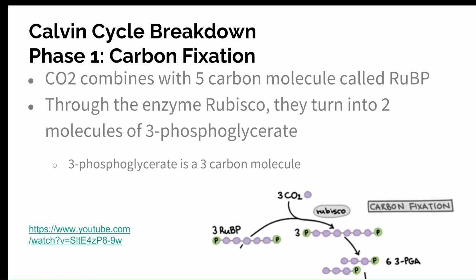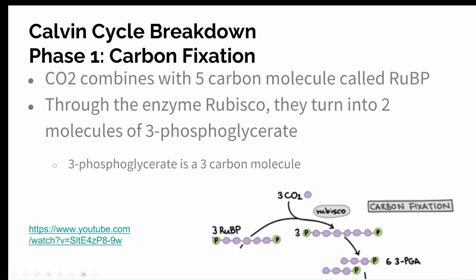So let's just jump right into it and talk about the first phase, which is carbon fixation. So phase 1, carbon fixation. CO2 combines with a 5 carbon molecule called RuBP. So we already have this 5 carbon molecule that exists here. It's called RuBP. It's got 1, 2, 3, 4, 5 carbons.